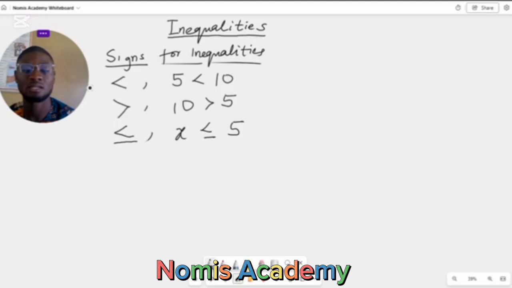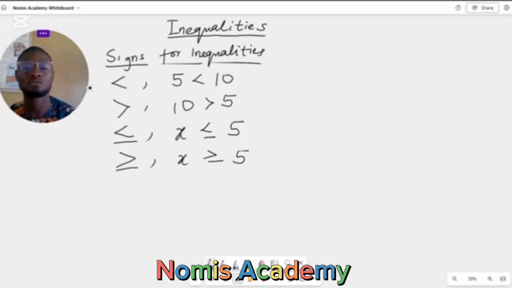Now let's take the fourth one. Greater than with equal sign. Greater than or equal sign. If I say x is greater than or equal to 5, this term is saying that the values of x that I can ever think of are greater than or equal to 5, meaning that the value could be 5, 6, 7, 8, 9, and so on till infinity.